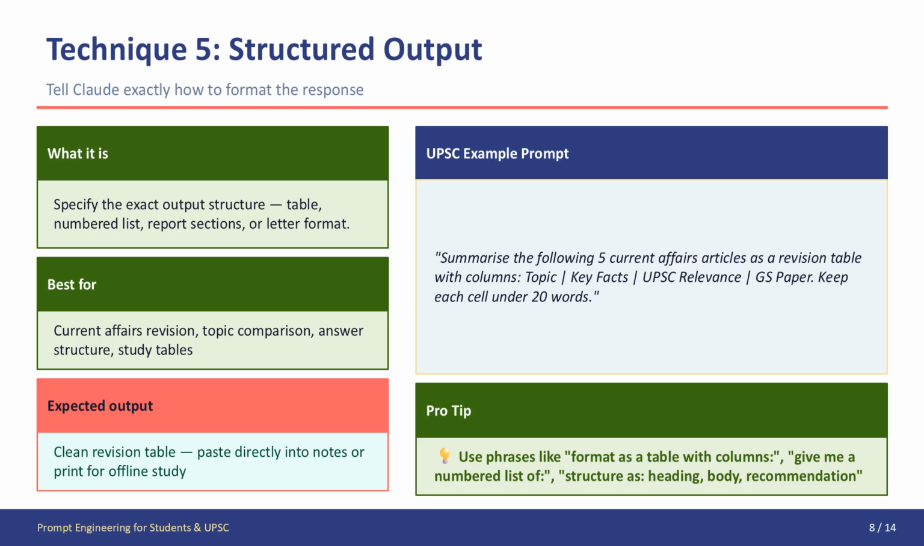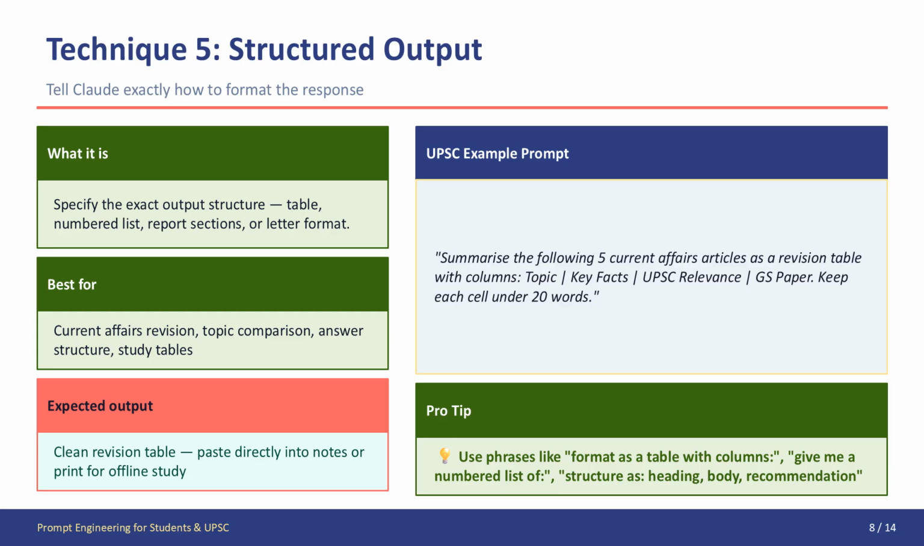Here is a powerful use case. I have 5 current affairs articles. I ask the AI/LLM: Summarize them as a revision table with columns: Topic, key facts, UPSC relevance, and GS paper. Keep each cell under 20 words. The result? A clean, printable revision table, ready in seconds.